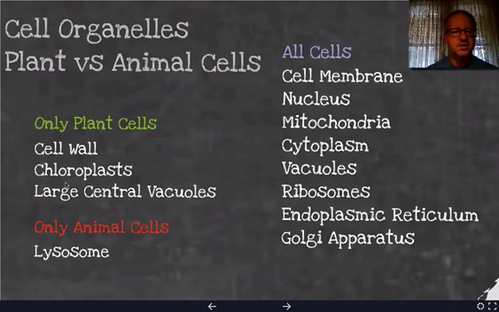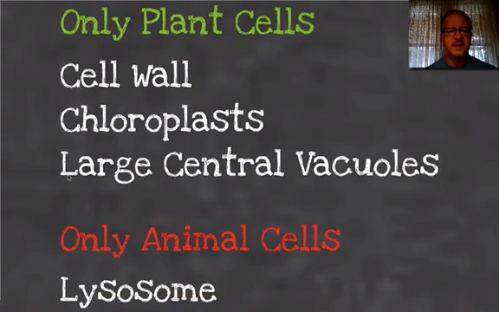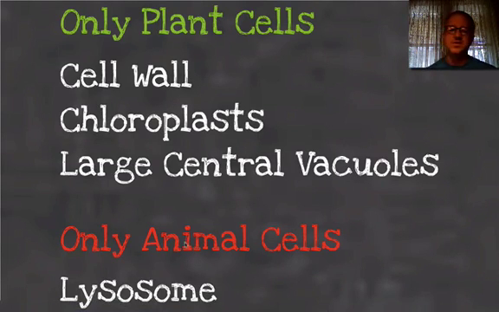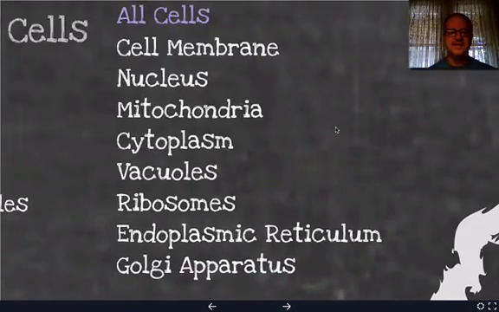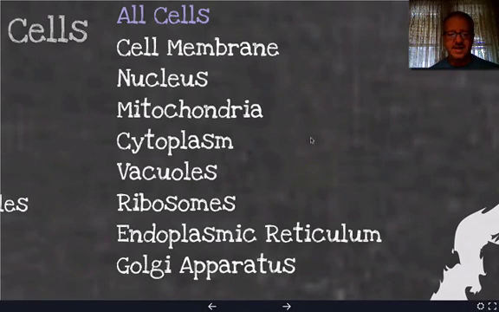Okay, so we also have some other differences. The plant cells, as I mentioned, have cell walls, which the animal cells don't have. This is outside the cell membrane. They also have chloroplasts, and they have large central vacuoles. The animal cell has some unique features too, and that's the lysosome, which we just talked about. So we've also got these items here that are found both in plant and animal cells. So that's a wrap. See you next time.